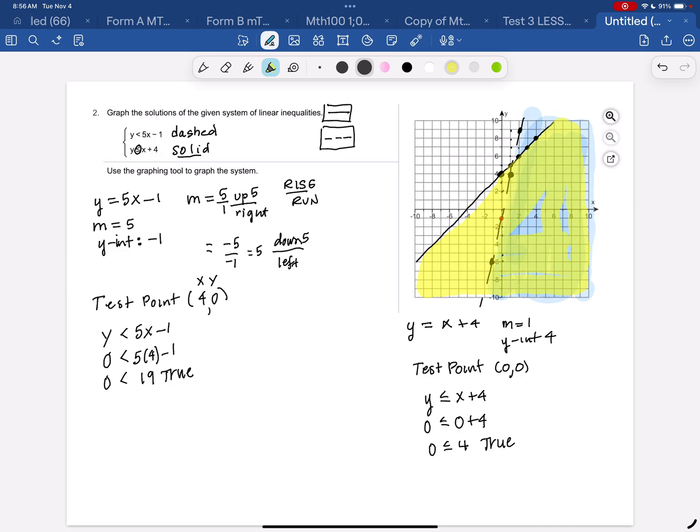Now what I'm looking for is where they overlap. Okay. So up here in this upper part, it's only blue. So that's not part of my answer. So that part shouldn't be shaded. Okay. Down here, in this section, I only see the yellow. So that's not part of my solution. So my actual solution is below both of the lines where you see shaded.